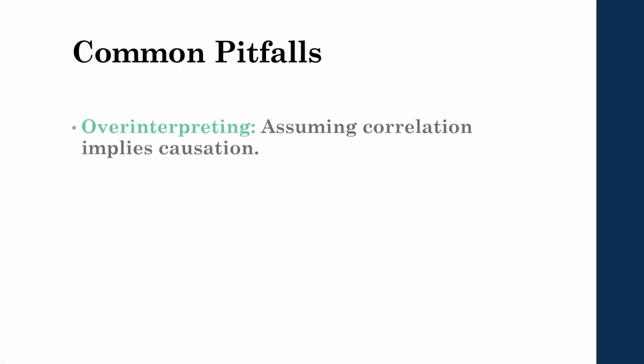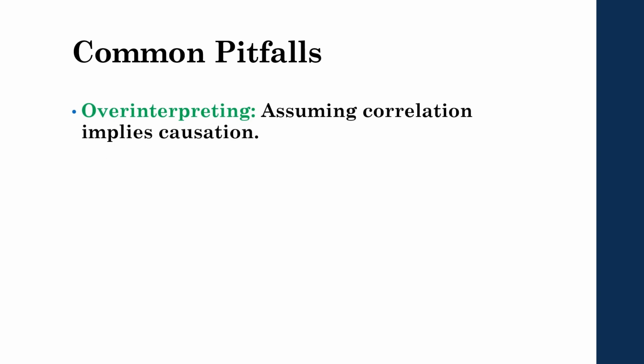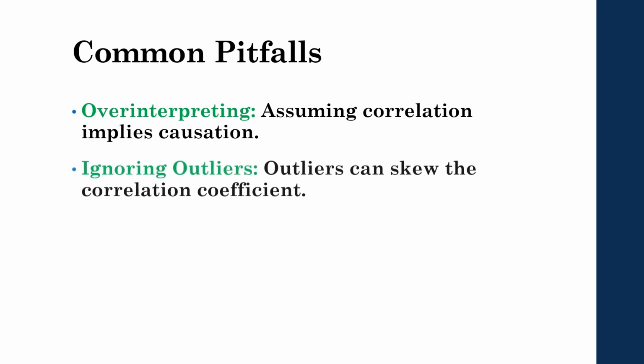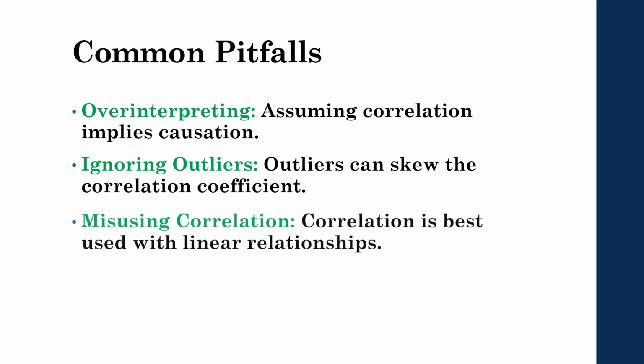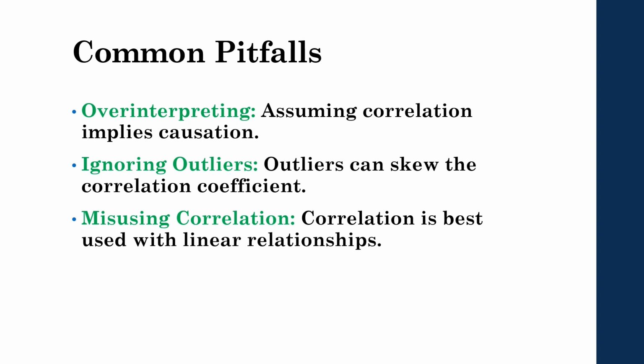There are several common pitfalls to avoid in correlation analysis. Overinterpreting data can lead to the false assumption that correlation implies causation. Ignoring outliers can skew the correlation coefficient, leading to misleading conclusions. Finally, misusing correlation by applying it to nonlinear relationships can result in inaccurate analyses. Being aware of these pitfalls ensures that correlation analysis is conducted accurately and that the results are interpreted with the appropriate level of caution.